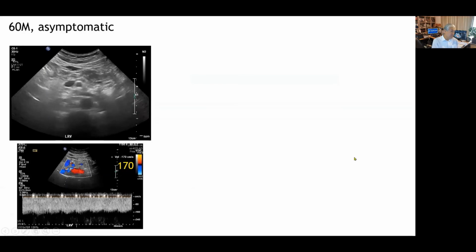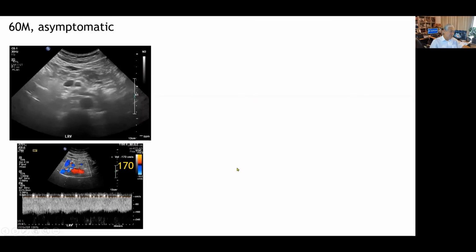Another technical point to keep in mind is not to put manual compression on the left renal vein with the transducer. When we try to see the left renal vein clearly, frequently we put unintentional manual compression with the transducer. In this grayscale ultrasound, the left renal vein looks compressed by the right renal artery, and peak flow velocity was 170 centimeters per second, which is much higher than the 100 centimeters per second criterion.